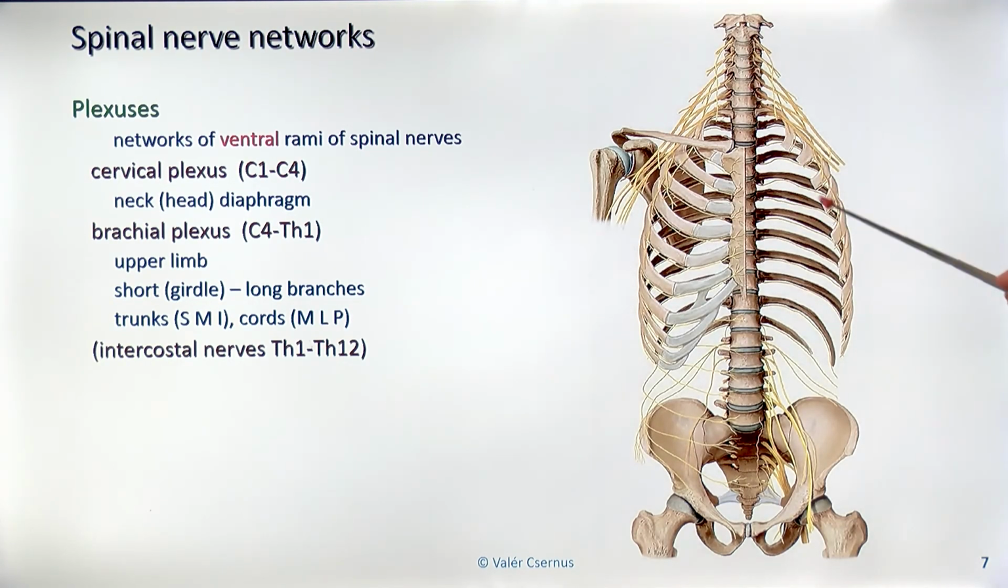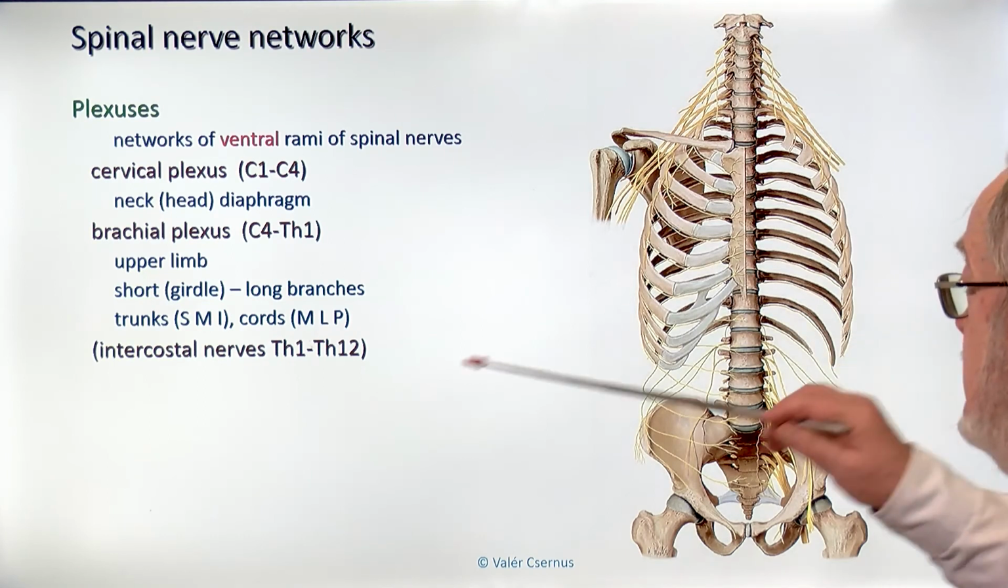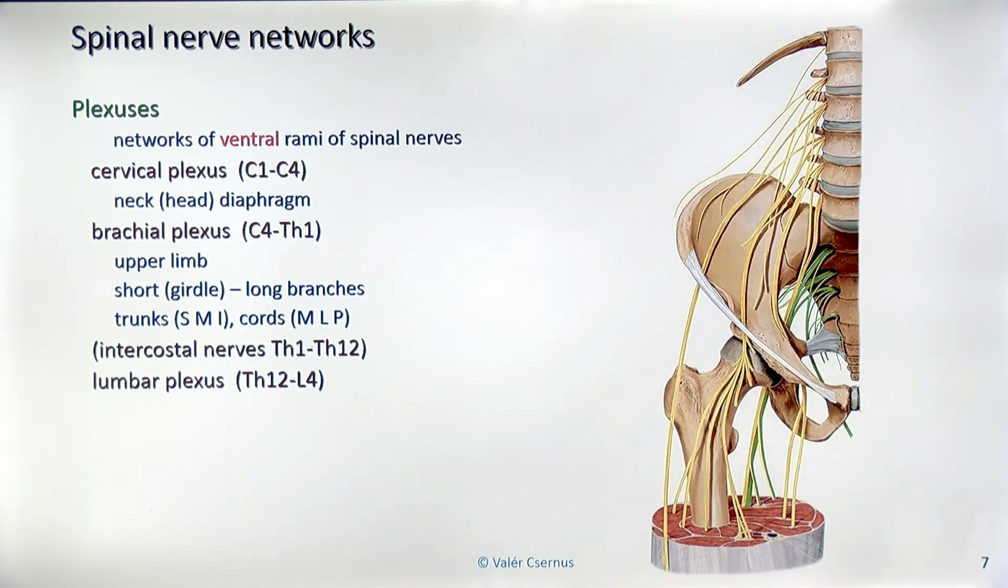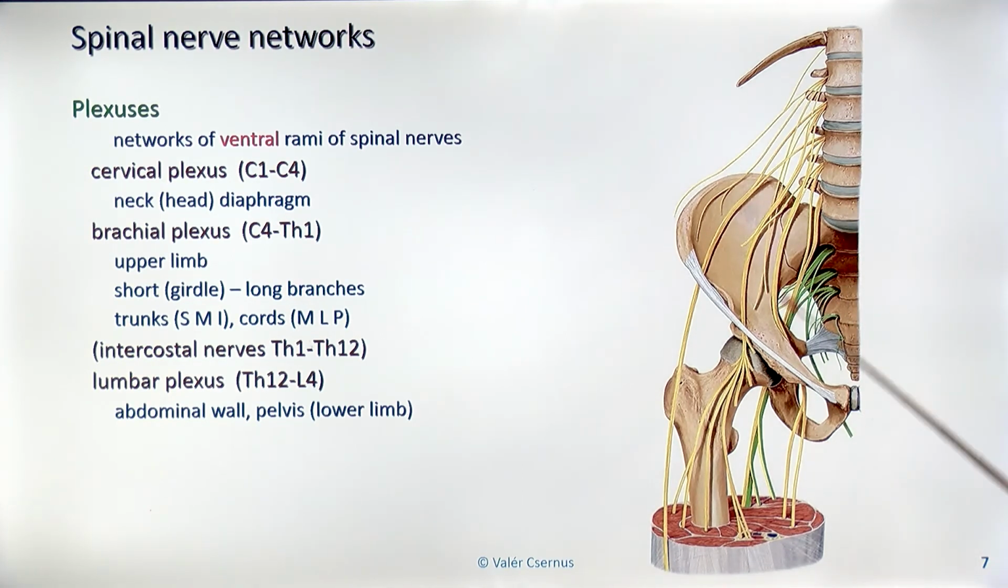The intercostal nerves, which are separated by the ribs, will not join. There is no plexus at the level of the thoracic region. The ventral rami of the spinal nerves of the thoracic region are named intercostal nerves, so these two things are identical. Below that, from the lower thoracic till the fourth lumbar, the ventral rami also join into a network, and this network has various branches. This is what we name the lumbar plexus. The lumbar plexus especially innervates the abdominal wall, part of the pelvis, and a little of the lower limb, especially the anterior aspect of the thigh.